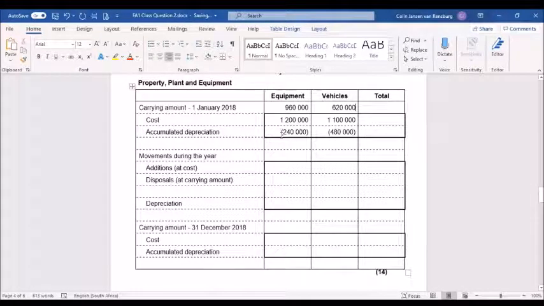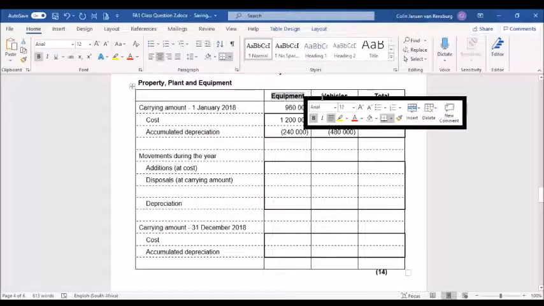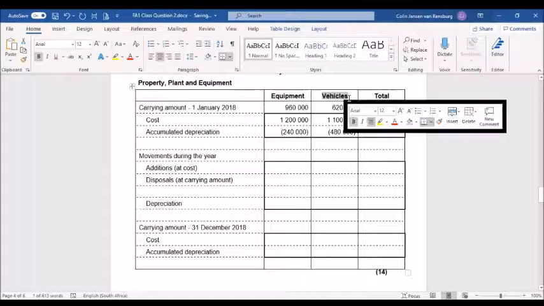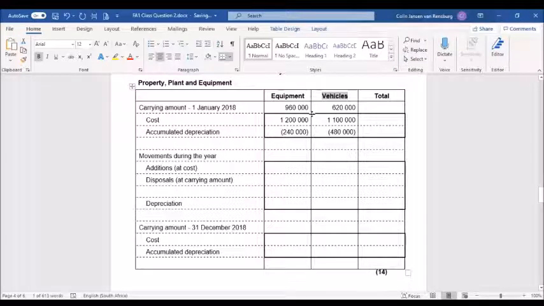Then, ladies and gents, once we've done that, we've also got to add it across, the so-called cross-casting. So here we've got one category of property, plant, and equipment called equipment. There we've got another category of property, plant, and equipment called vehicles. We could have had a third column. We could have had a fourth column, one maybe for equipment and one for office furniture. But anyway, once we've included that for all the various columns for each category of property, plant, and equipment, we've also got to go and add it up across.